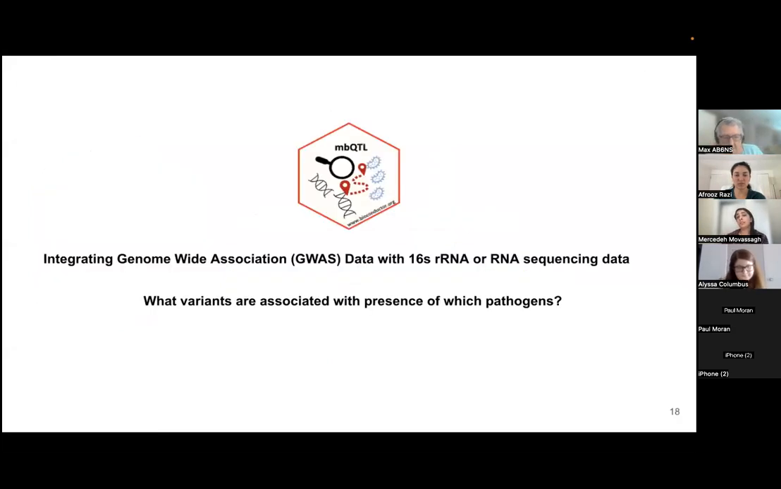Now I'm going to just completely switch gears to MBQTL, which is a package for integrating GWAS data with 16S rRNA sequencing and also RNA sequencing. And so the question that you're asking here is, what variants are associated with presence of what pathogens?